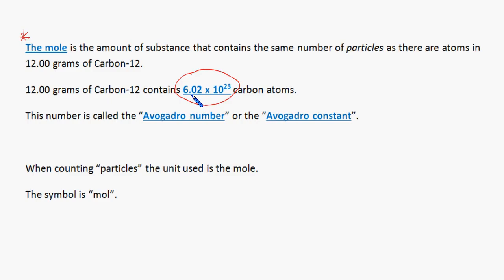Okay, so 12 grams of carbon-12 contains 6.02 by 10 to the 23 carbon atoms, and this is 1 mole. So 1 mole of any substance will contain 6.02 by 10 to the 23 atoms. Now, when we are counting particles, the unit used is a mole, and the symbol for the mole is mol in lowercase. Alright, and when we use the term particles, particles could mean electrons, it could mean molecules, it could mean atoms.